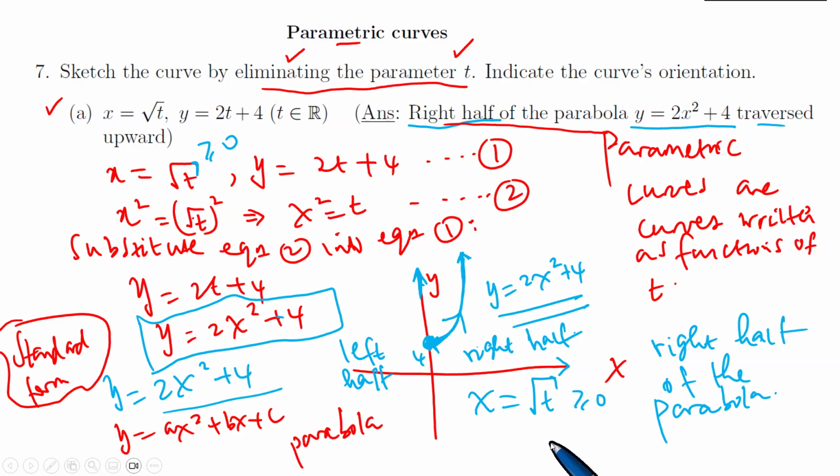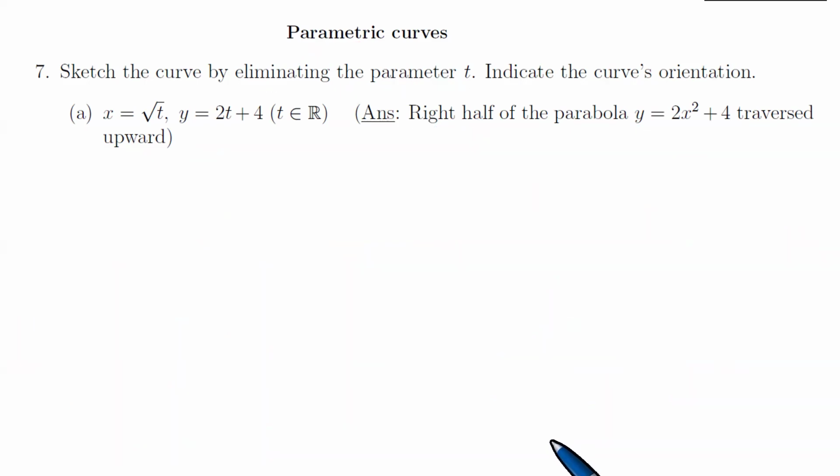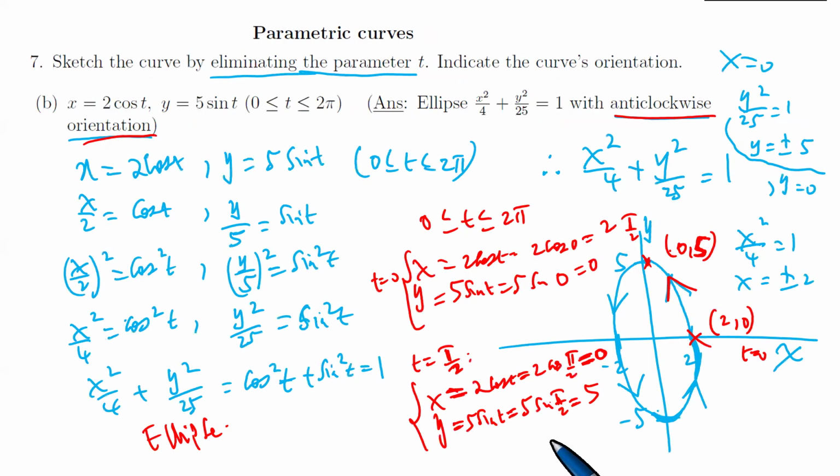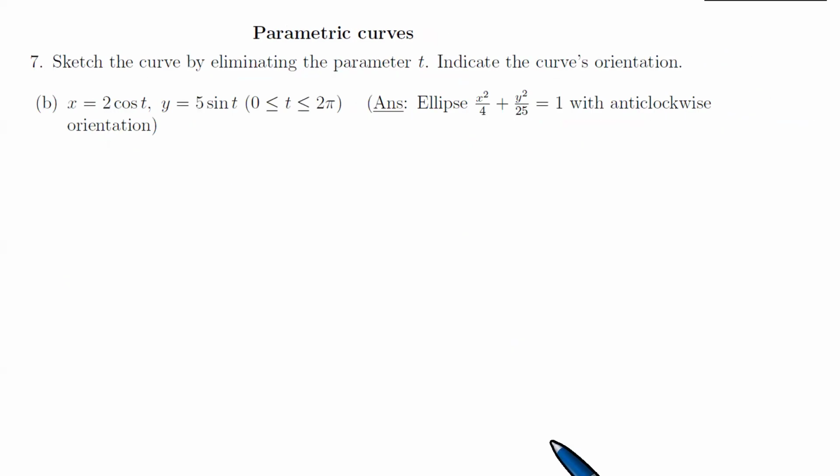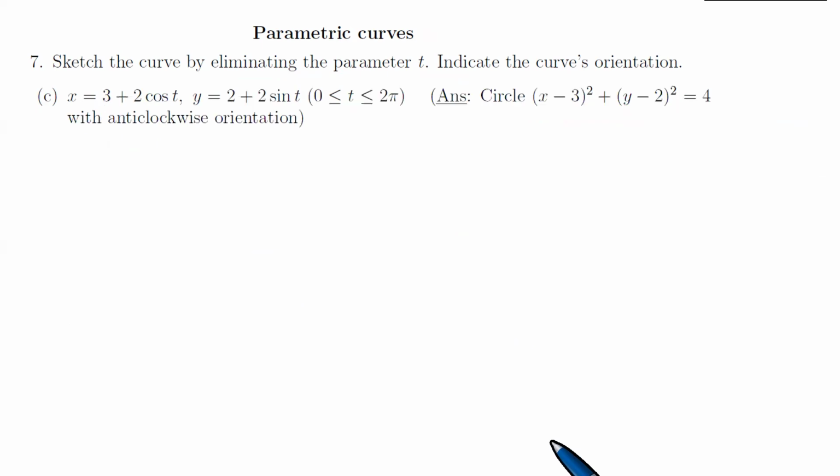I want us to focus on the next. Okay, let's get the next question. Okay, now we're looking at 7b. Let's look at 7c. Sketch the curve by eliminating the parameter t. Indicate the curve's orientation. Same thing.